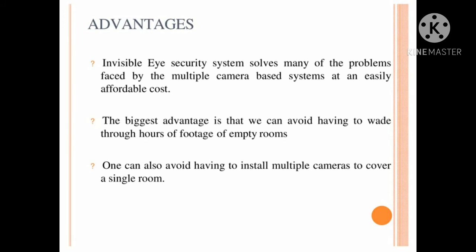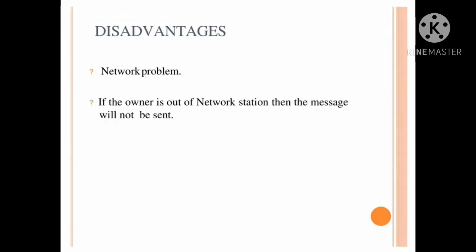One can also avoid having to install multiple cameras to cover a single room, as it rotates the camera whenever an intrusion is detected. It rotates the camera to that particular site and records the entire video. And the disadvantage is that sometimes network problems can occur, and if the owner is out of network range, then the message will not be sent.